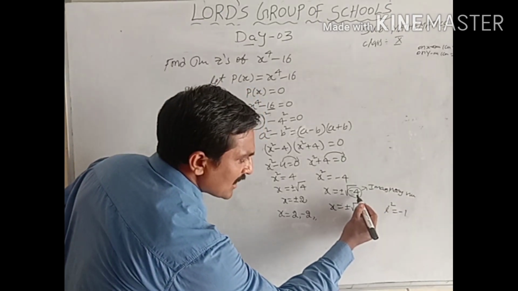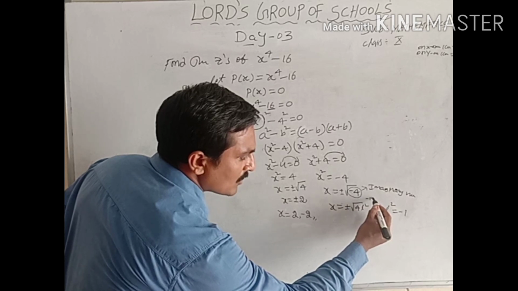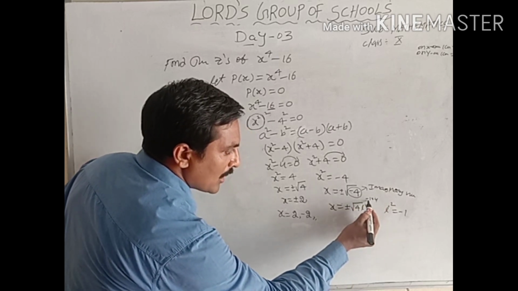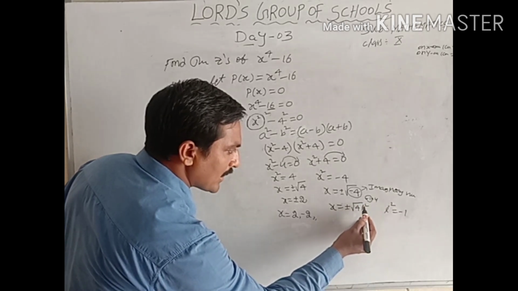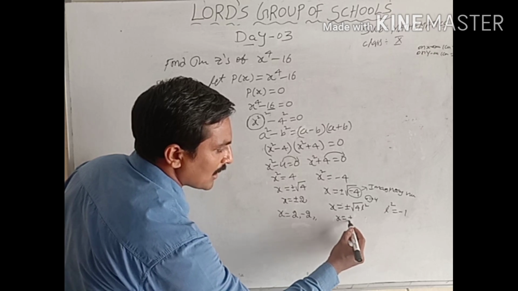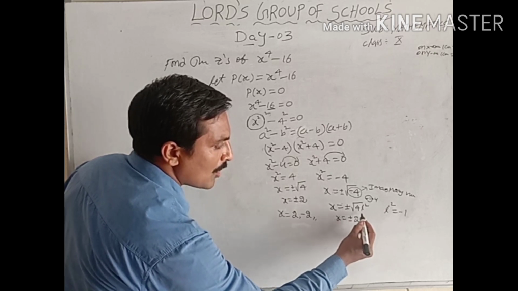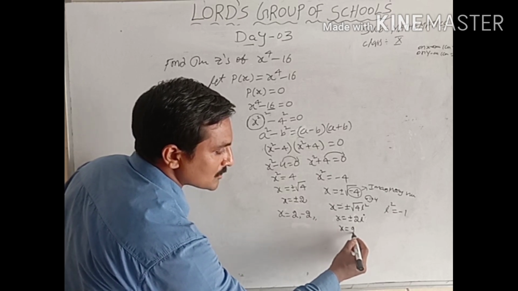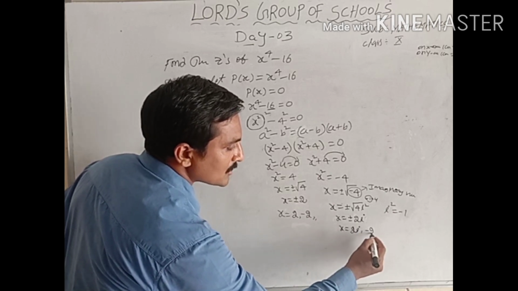Because minus 4 you can write as minus 1 into 4, and minus 1 into 4 is nothing but minus 4. That's why in place of minus 1 I wrote i square, and 4 as it is. x is equal to plus or minus root 4, which means 2, and root i square is nothing but i. So x value is 1 time plus 2i, 1 time minus 2i.